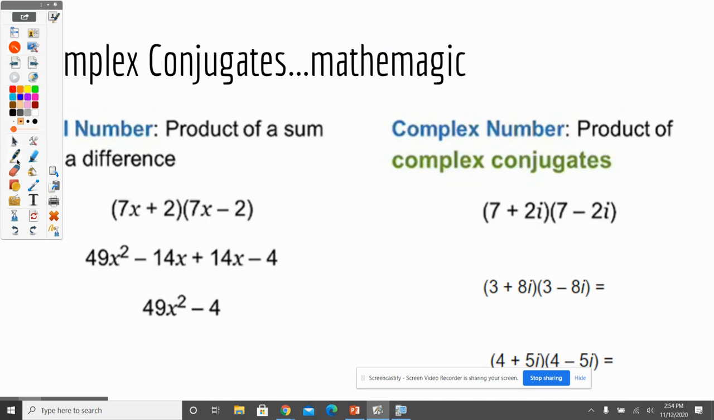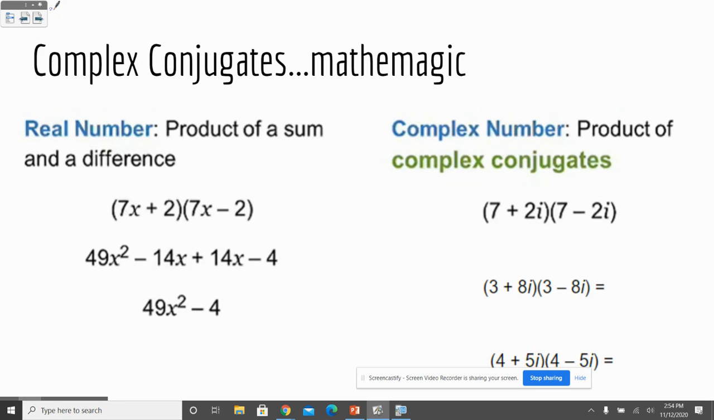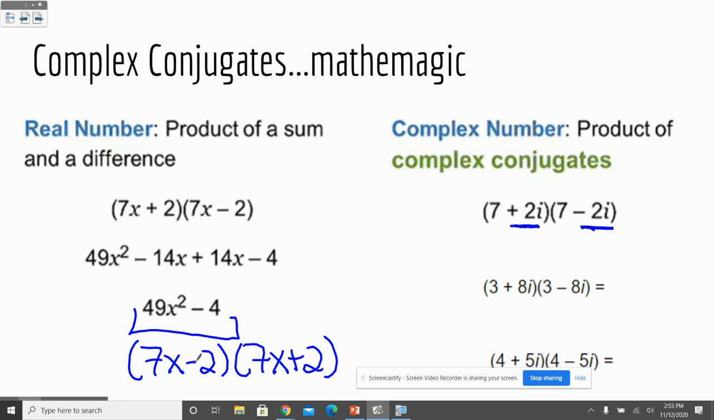Okay, now complex conjugates are kind of cool. When you multiply complex conjugates, math magic happens. So what is a conjugate? Well, a conjugate is something that's not quite the opposite. They're not additive inverses, but they just change the second sign. And you have seen this before when you did the sum and the difference of two squares. This is the difference of two squares, which factors to 7x minus 2 and 7x plus 2. They're conjugates. The second sign is different.